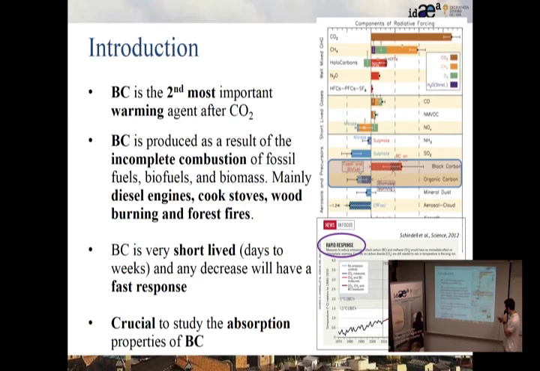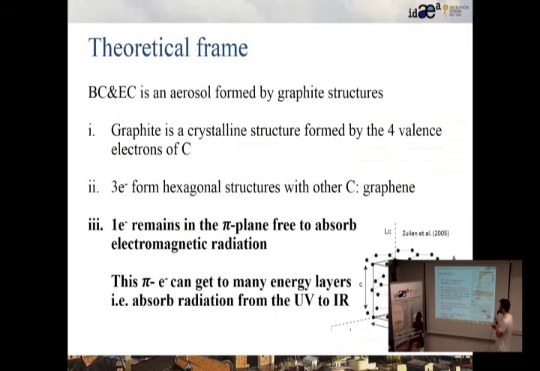But if we take measures with CO2, and also with methane, which is also a short-lived gas, and black carbon, for which there is currently no directive for controlling it, just indirectly by particle mass, it's crucial to understand the absorption, which dictates the radiative effect on climate. So that's what we are going to do: set a little bit of a theoretical frame.